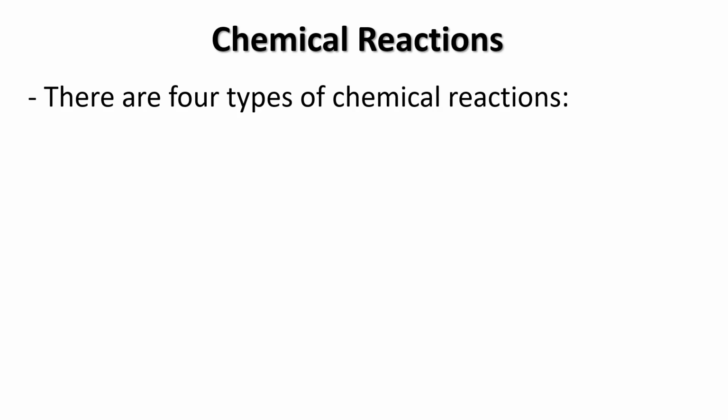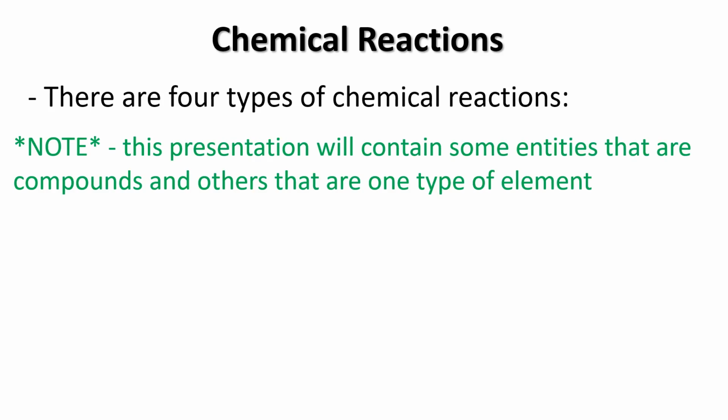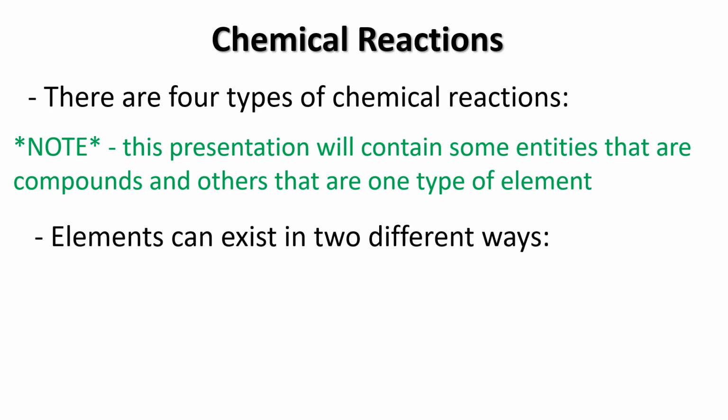So there are four types of chemical reactions, and we've already looked at double displacement. What we're interested in this presentation is finding singular atoms. Here's what happens. Compounds are going to be either aqueous or solid, and elements can exist in two different ways. The first one is if we just have a singular atom by itself.